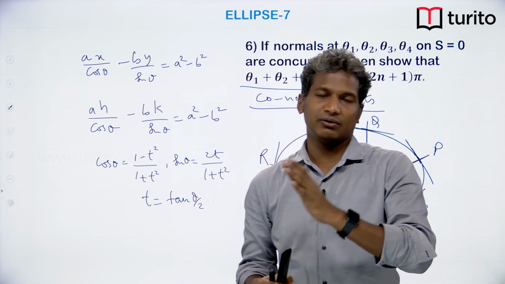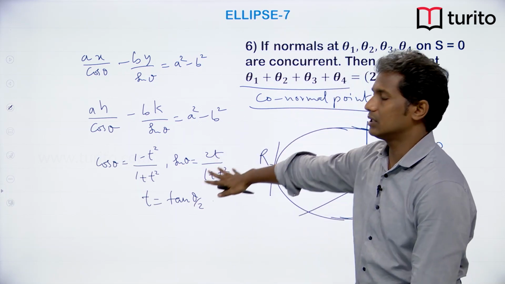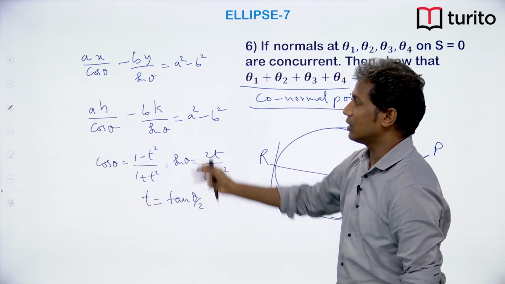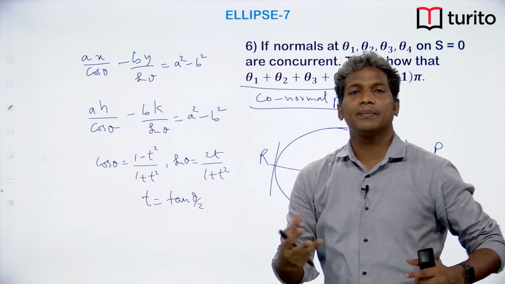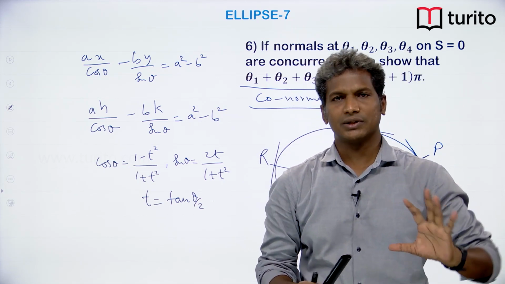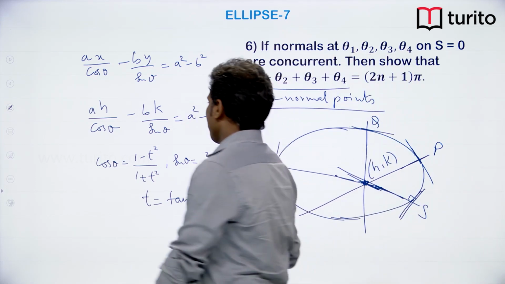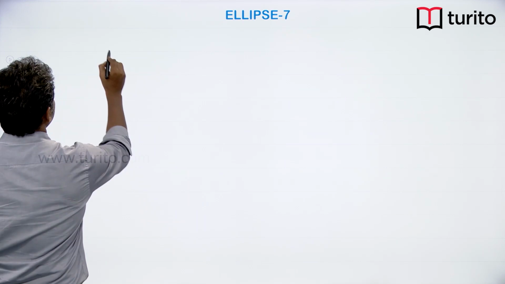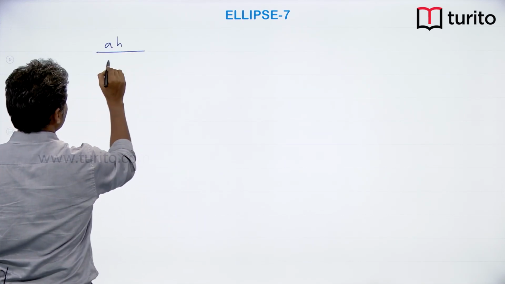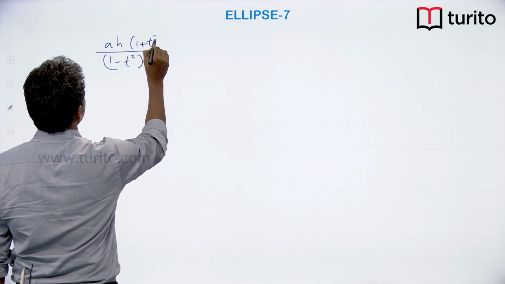T1 means tan theta 1 by 2, T2 means tan theta 2 by 2. So, this way I will start the workout, and I will try to convert this into a polynomial equation where I can talk about the sum of roots, product of roots, and all properties of roots. So, just substitute it here and simplify. So, what do we get? ah by cos theta, so 1 minus t square here, 1 plus t square here.